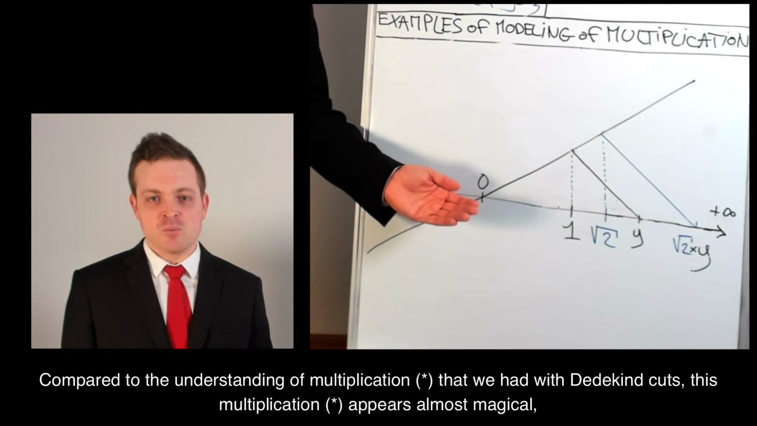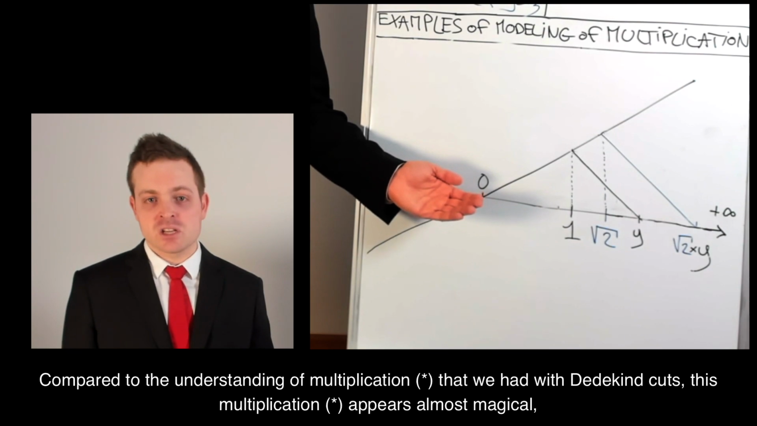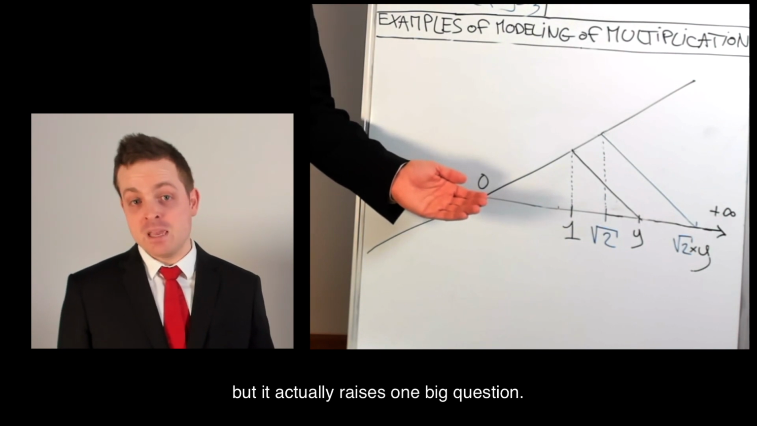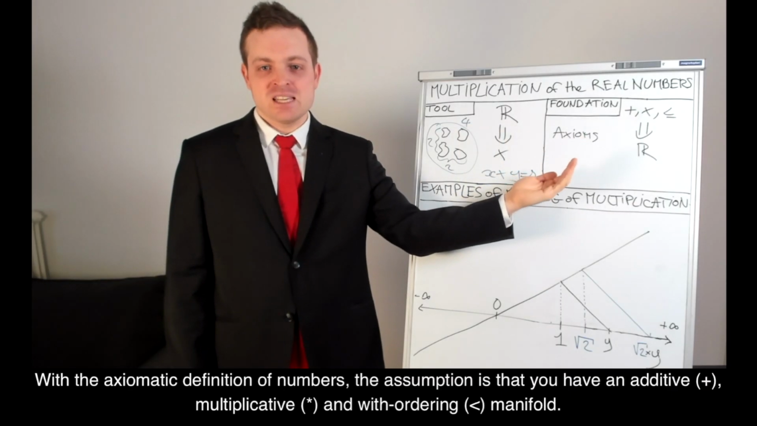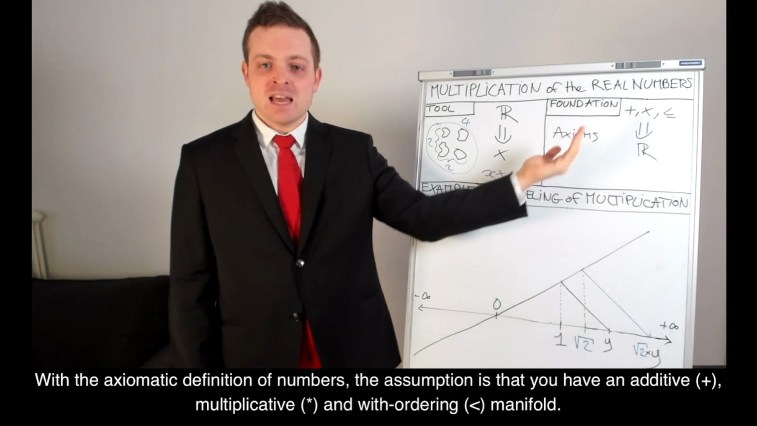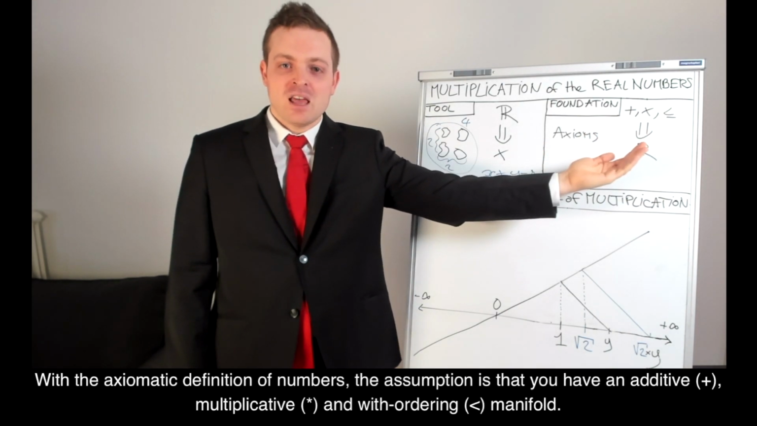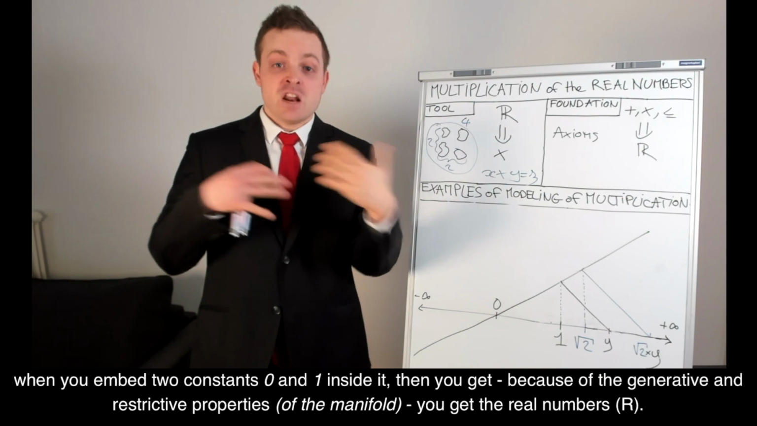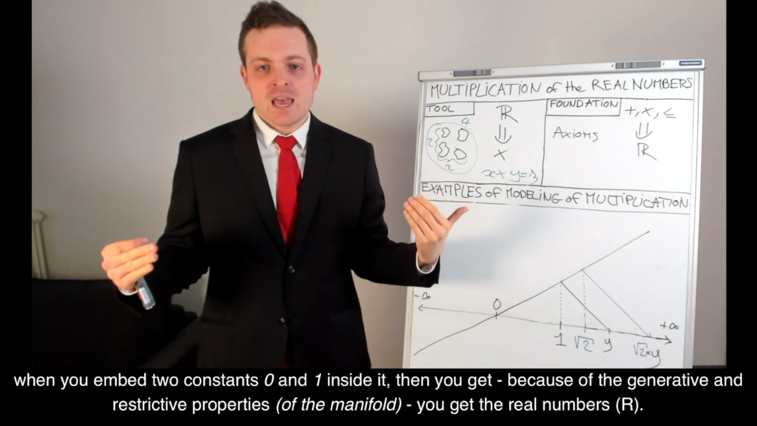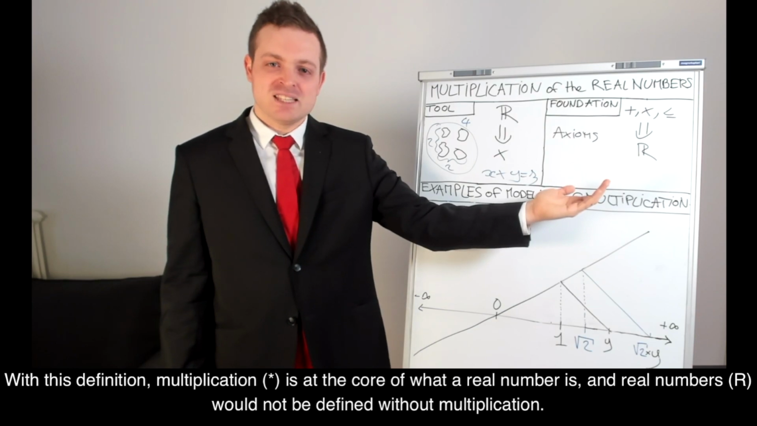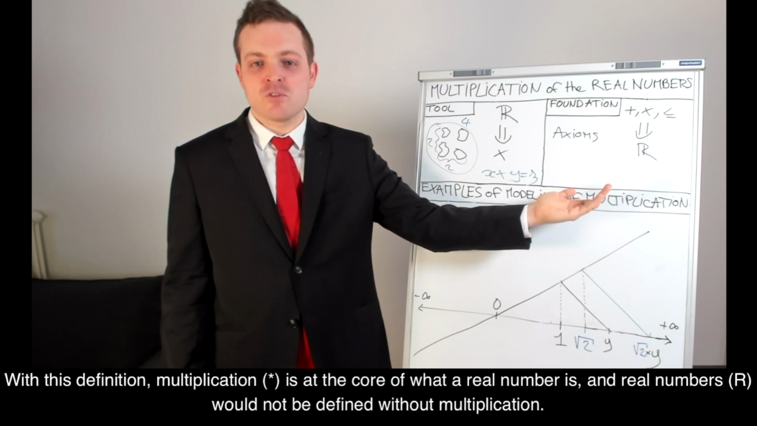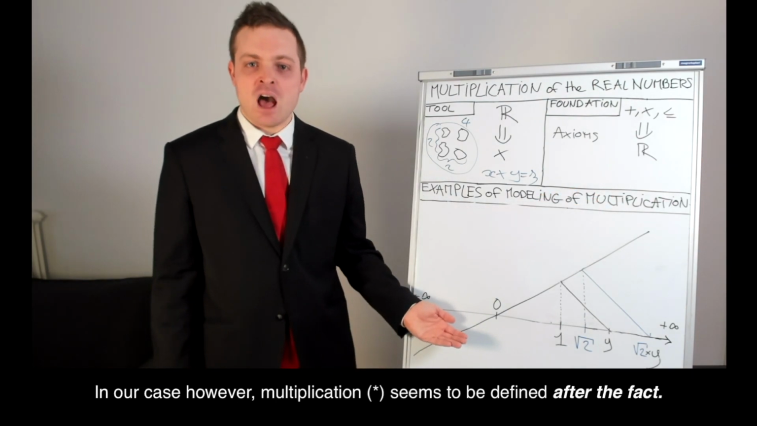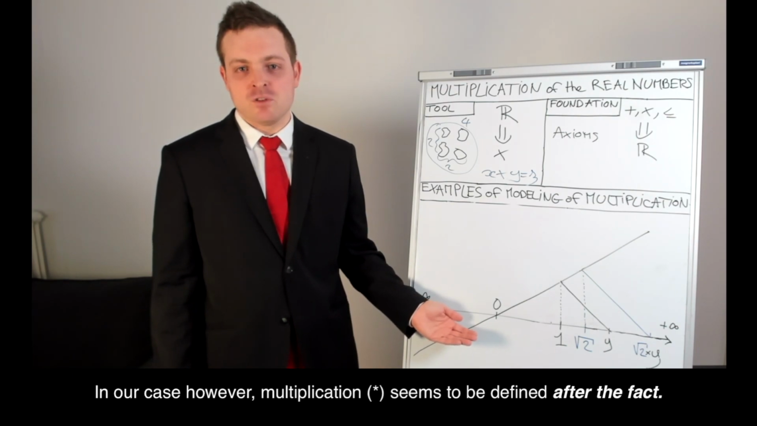Compared to the understanding of multiplication that we had with Dedekind cuts, this multiplication appears almost magical, but it actually raises one big question. With the axiomatic definition of numbers, the assumption is that you have an additive multiplicative ordered manifold, and when you embed two constants, 0 and 1, inside it, then you get, because of the generative properties and the restrictive properties, the real numbers. With this definition, multiplication is at the core of what a real number is, and real numbers will not be defined without multiplication. In our case, however, multiplication seems to be defined after the fact.